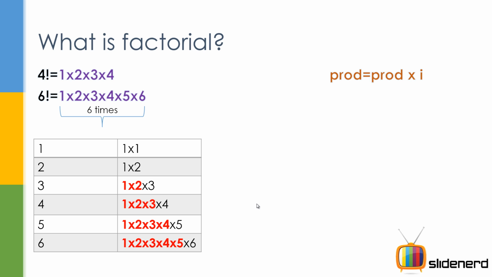We say product is product into i, where i starts from 1, goes all the way up to the number, and increases by 1 each time. This prod has an initial value of 1. Now if you're seeing this for the first time, you're probably wondering how this works. So let me go ahead and show you how this works.